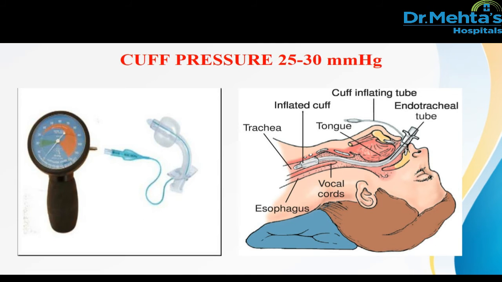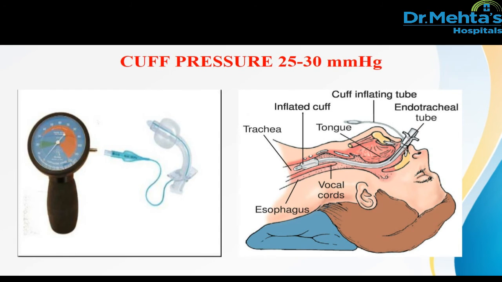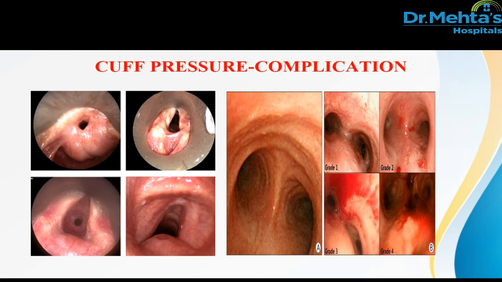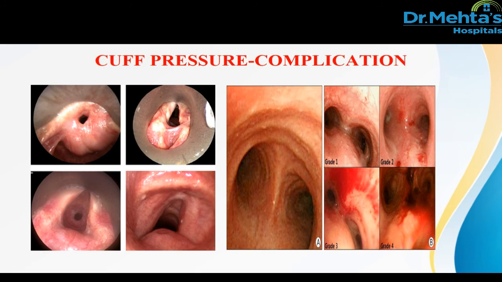Cuff pressure. Maintain endotracheal tube cuff pressure between 25 to 30 mm Hg. If we keep endotracheal cuff pressure less than 20 mm Hg, it will lead to aspiration, dislodgement of endotracheal tube, poor ventilation, and ventilator associated pneumonia. If we keep a cuff pressure greater than 30 mm Hg, it will lead to decreased mucosal blood flow and tracheal stenosis.